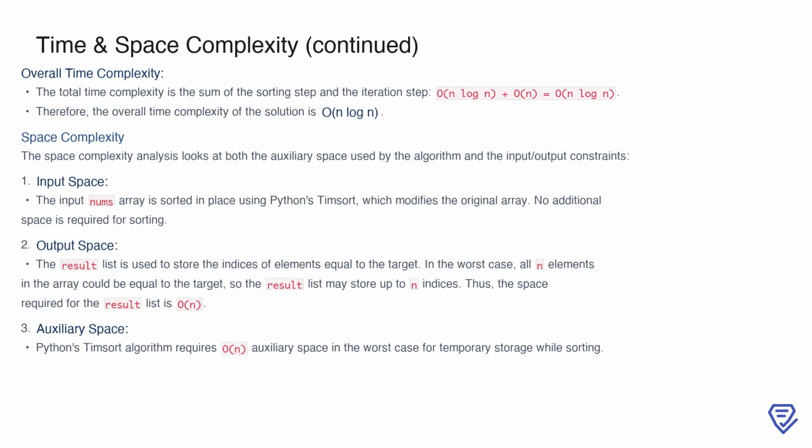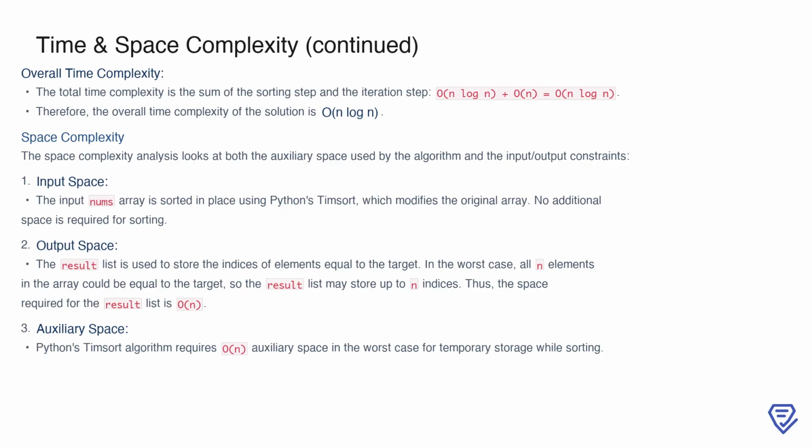Now, combining these steps, the total time complexity becomes the sum of sorting and iteration: O(n log n) for sorting, plus O(n) for traversing the array. Since O(n log n) dominates O(n), the overall time complexity is O(n log n).